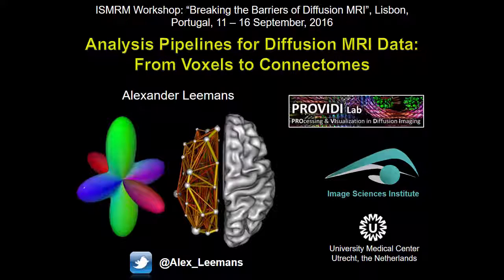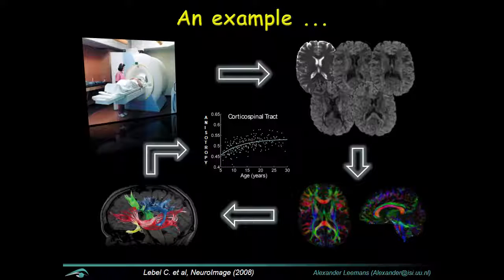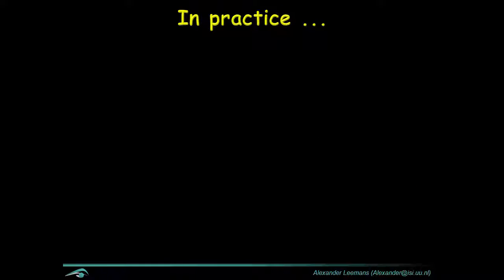Okay, let me start with a simple example. At least that's how it kind of looks. An example of a diffusion processing pipeline and analysis combined looks something like this. You've got data acquired, you do a lot of pre-processing steps, you choose some model, and then you get to this stage, some analysis framework to get your statistical inferences. It looks straightforward, but in practice, it's a lot more complicated.